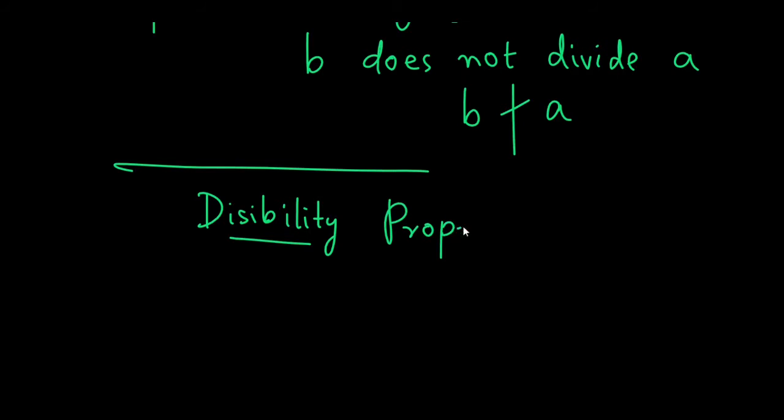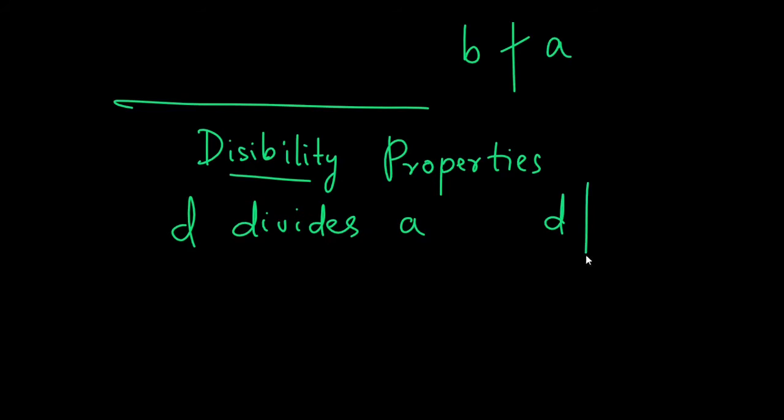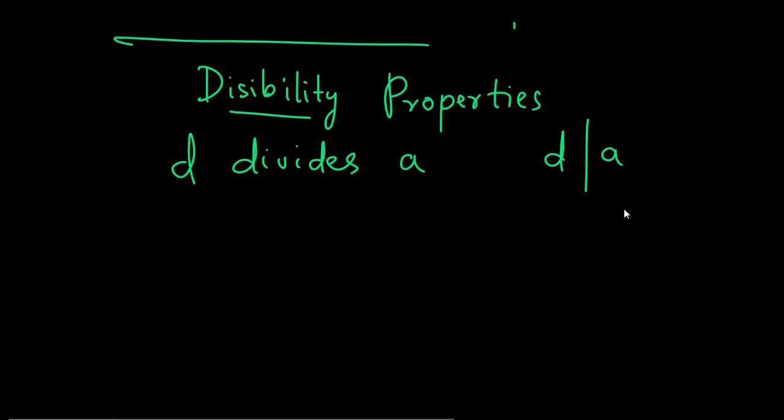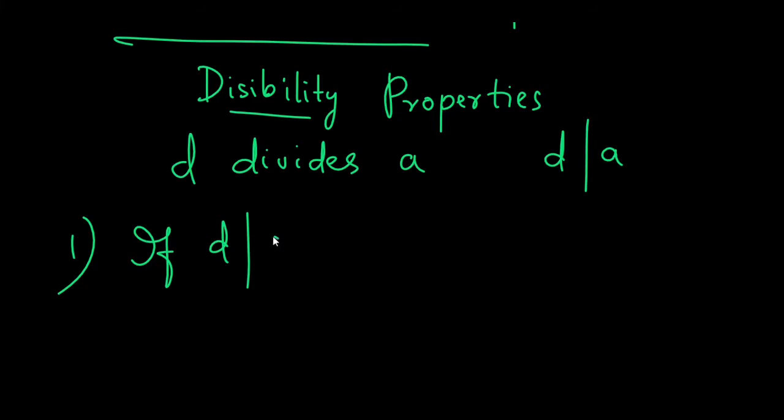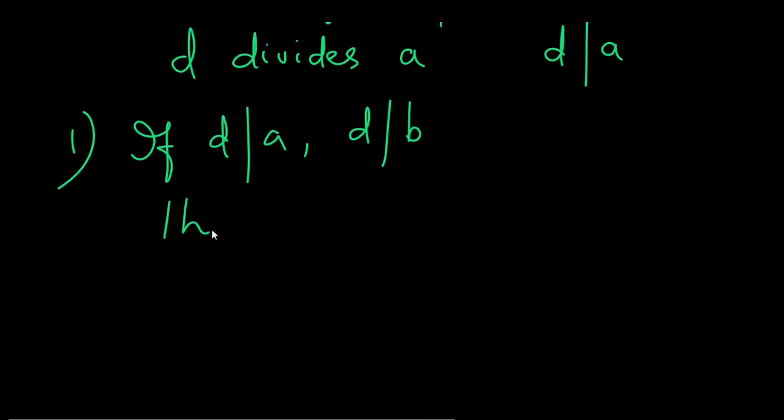Divisibility properties. Divisibility means, say some whole number D is dividing A. You can write it as D divides A. If D divides A and D divides B, then D divides A plus B.